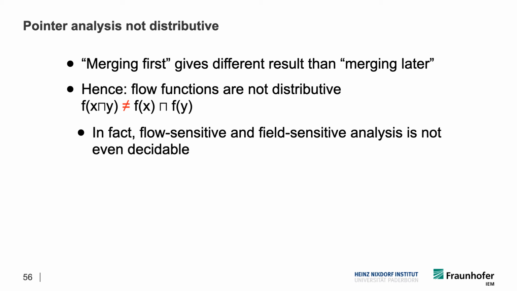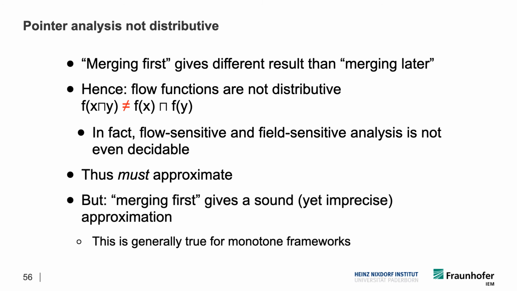And in fact, that's something I won't talk about in much detail here. It's something you can also read up in the literature if you're interested. The particular problem that I talked about here, flow-sensitive and field-sensitive alias analysis, or actually any flow- and field-sensitive analysis, is not even decidable. So it's not just not distributive, you actually cannot precisely compute it at all, right? So you can never actually have that. Thus, you must approximate. That's something that you cannot avoid. But like I said, by merging first or merging earlier, you still get a sound, nonetheless maybe imprecise, approximation.